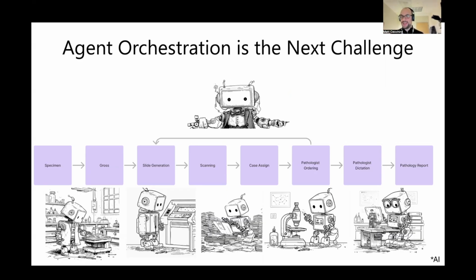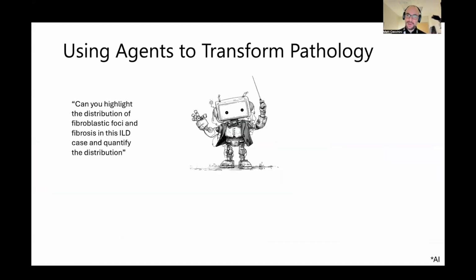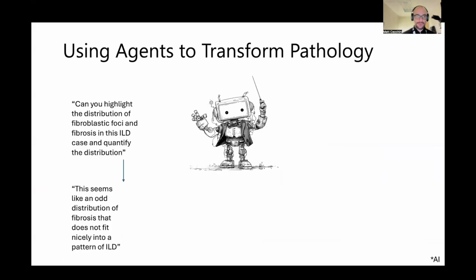Can you have an AI agent that pre-screens all your GI biopsies, finds all the cancer and brings those to the front of the line, or pre-orders stains on certain things? I think that is the next key challenge. We have some of these capabilities now, but how do we put them all together to build these truly agentic workflows that I think can really transform pathology? I think these are some of the things that are going to be possible within a few years.